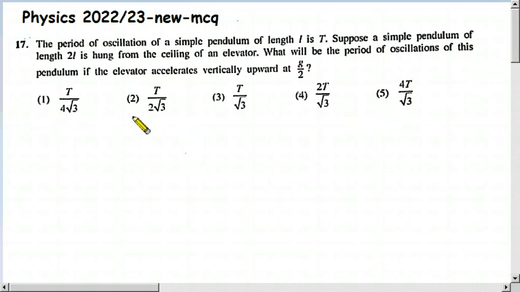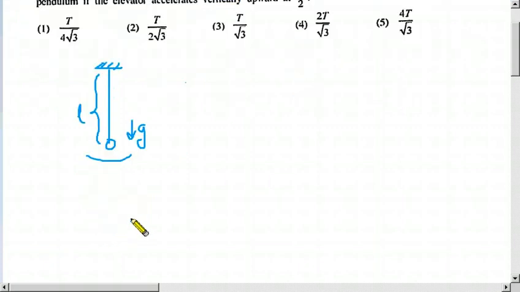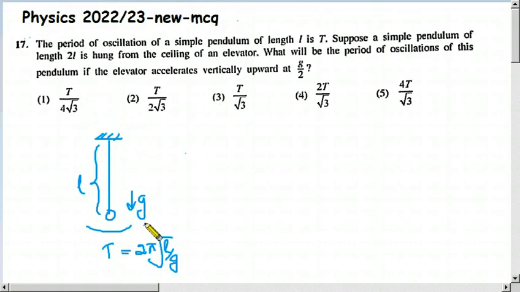Children, let us draw a little sketch for this. The first pendulum is normally in the atmosphere where the acceleration is g, that is the gravitational acceleration. So the length is L. The period of oscillation they have given as T, but we know the equation is T equals 2 pi root L divided by g. Everybody knows this equation.